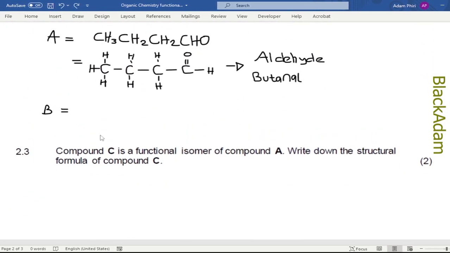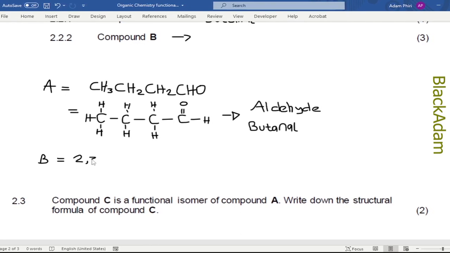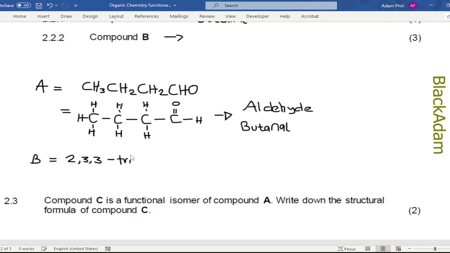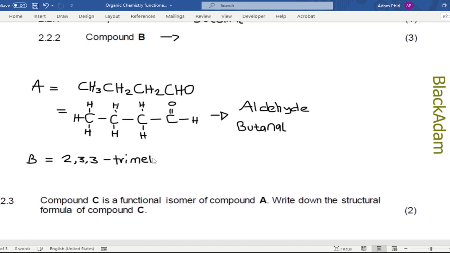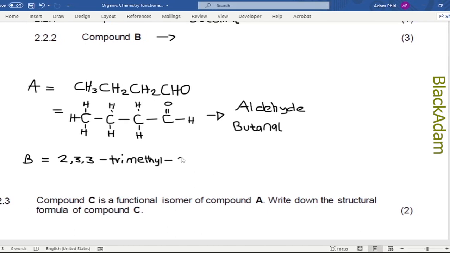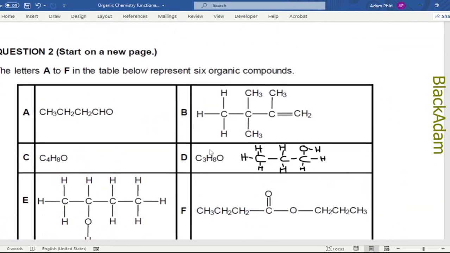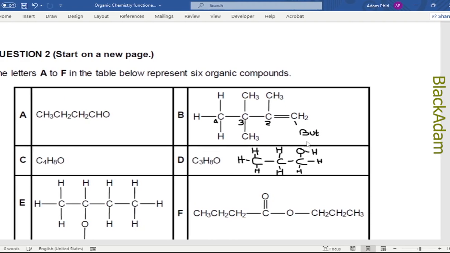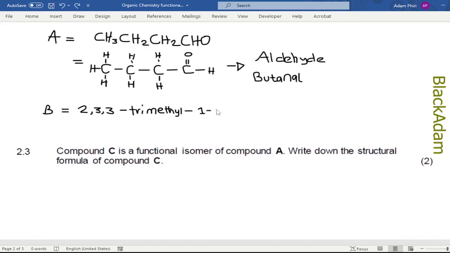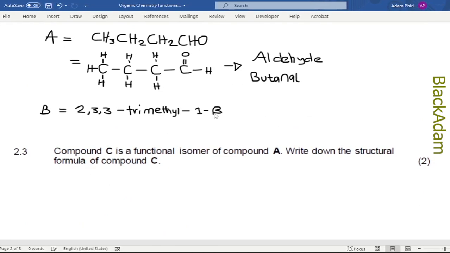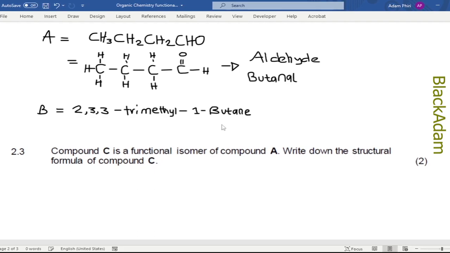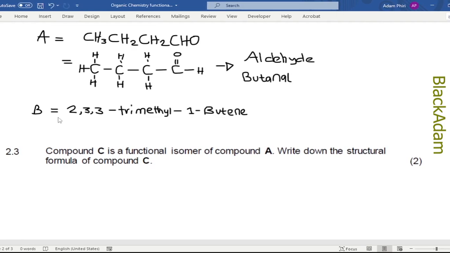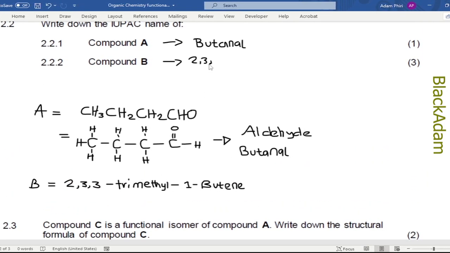So in naming, that is going to be 2,3,3. Those are placeholders for the methyl groups, and there are 3 of them. That is trimethyl. So trimethyl, 1-ene, which means the double bond is at the first carbon. So 1-ene. If the first is bonded to the second, then we take the first. That's how we get 1-butene, 1-butene, not butane. I think it's supposed to be ENE. 1-butene. And then there's 2,3,3.